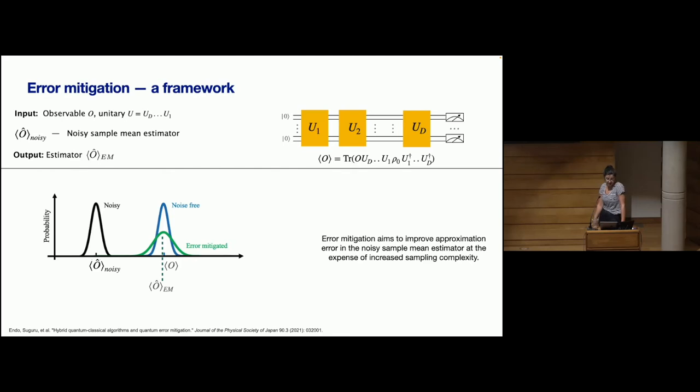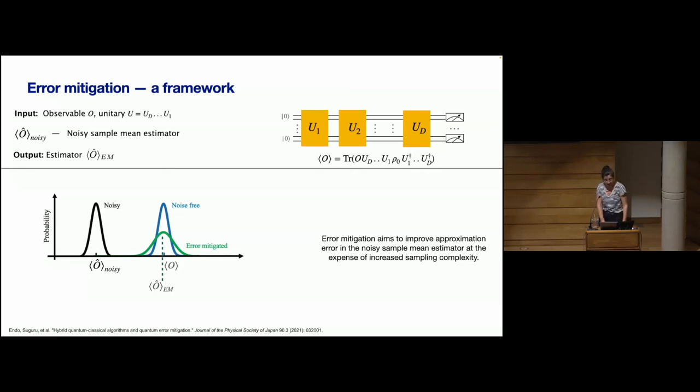In addition to that, if you have physical noise, the distribution itself is going to shift away from the ideal value. Now, the aim for error mitigation methods is to produce an estimator that is typically a function of various noisy outputs and gives an improved approximation. So the value is closer to the ideal expectation value, at the expense of an increased variance. In order to get the same accuracy as with noisy computations, you would need to pay the price of an increased sampling complexity.